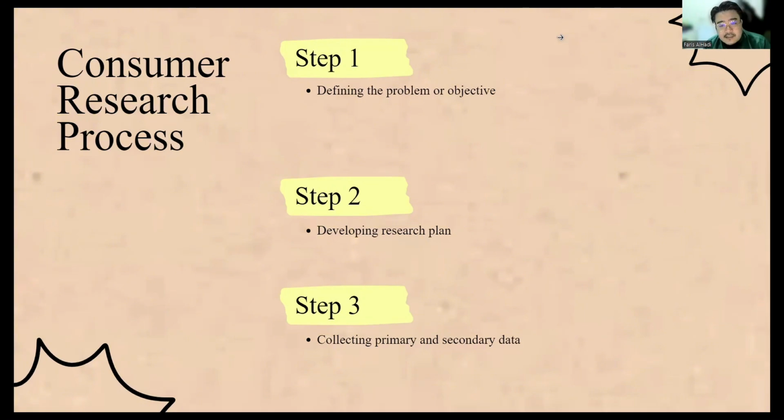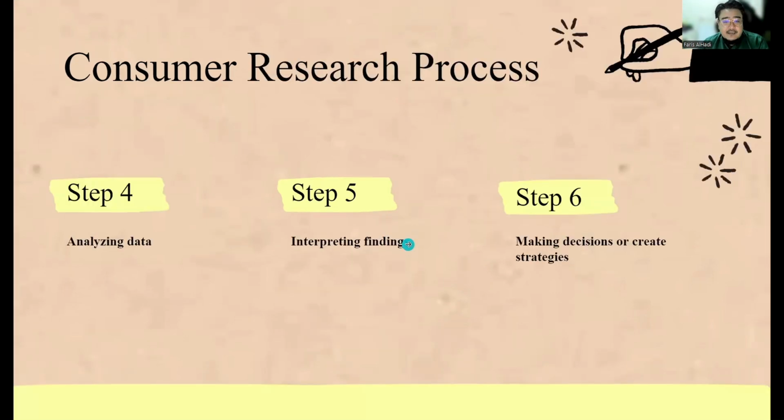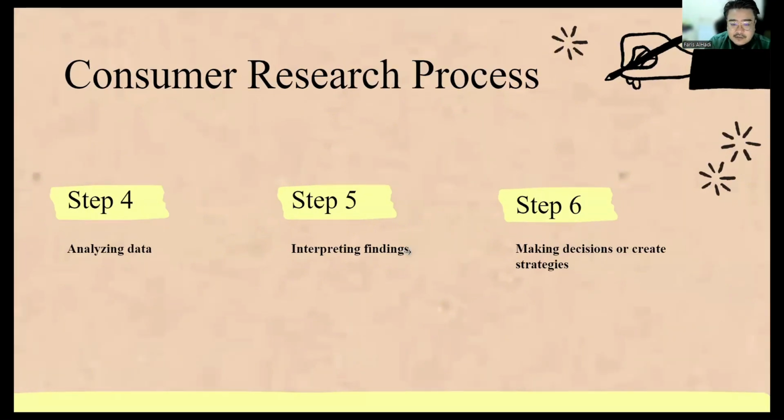The next step is collecting data. Data can be collected either as primary data, such as surveys or interviews, or secondary data, like industry reports or existing market studies. The next step is analyzing data. After collecting the data, we analyze it to uncover trends, patterns, or customer insights. This analysis will often use statistical tools to identify relationships between different variables.